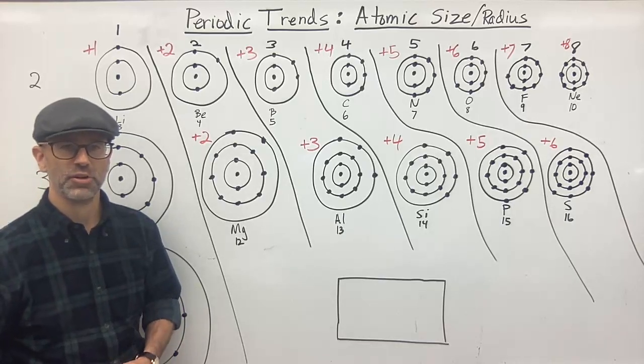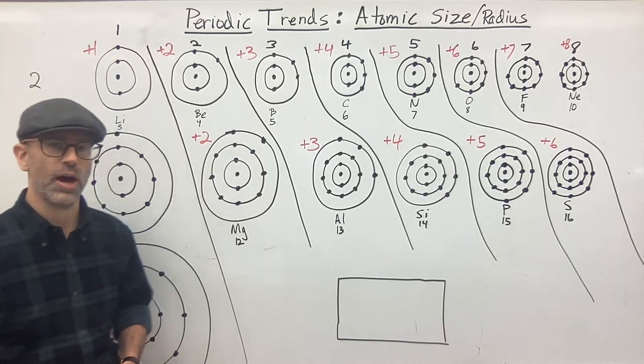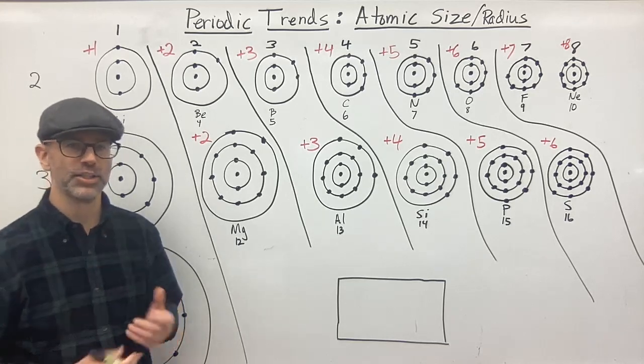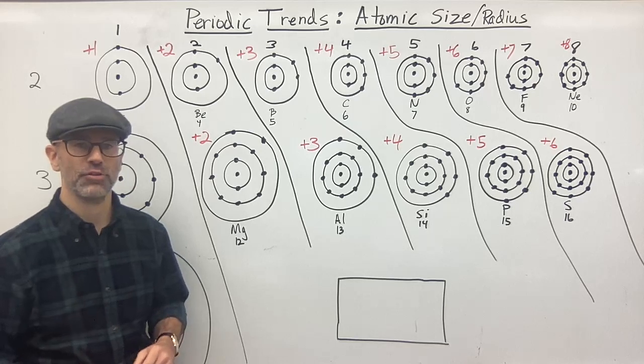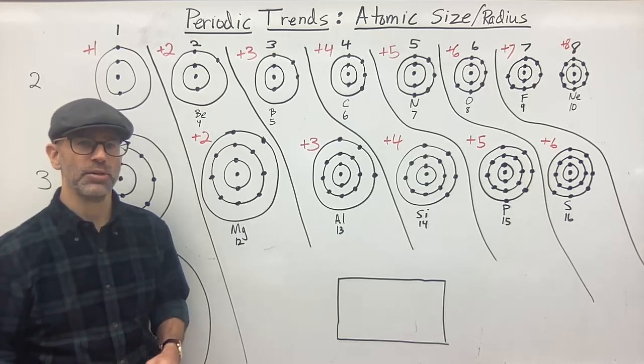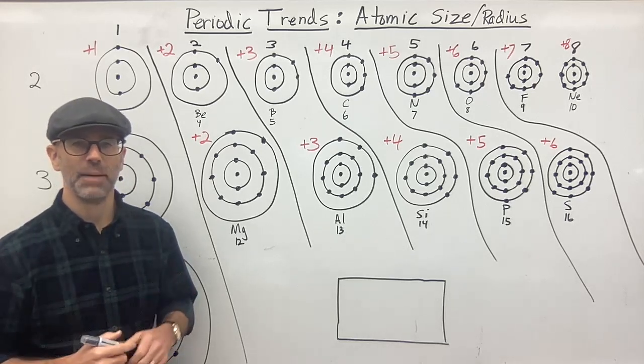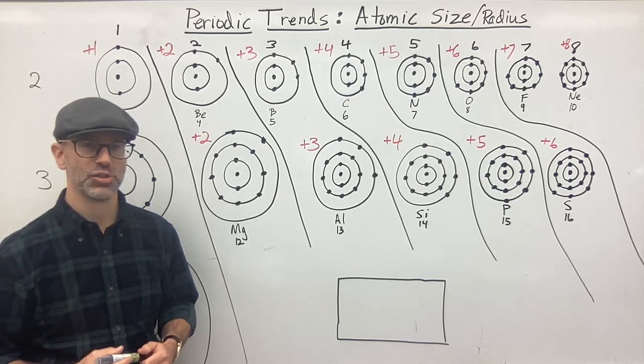My name is Mr. Cobalt, and in this video I'm going to be talking about periodic trends, and I'm going to be talking about different periodic trends in different videos coming up. So in this video I'm going to focus in on the atomic size or atomic radius trend that we see in the periodic table.